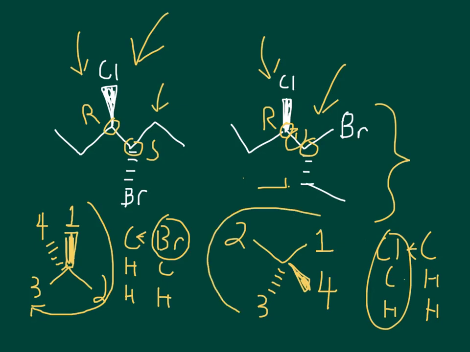In this case, it's going counterclockwise, which should make it an S, but since the 4 is in front, we'll go ahead and switch that to R. So that would mean that this chiral center over here is R.